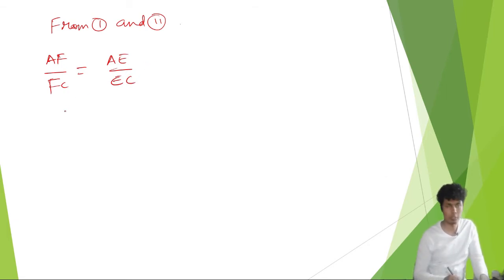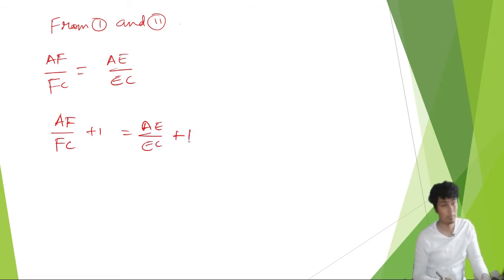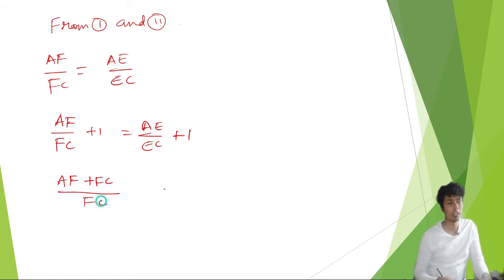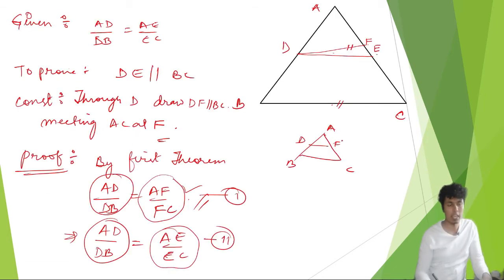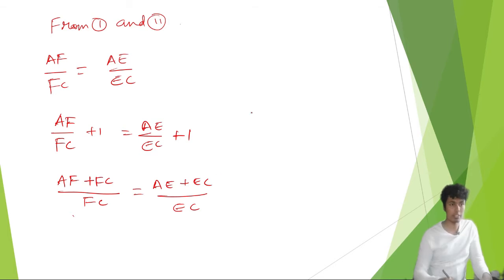Now let us add 1 to both sides. You'll understand why while doing this. AF by FC plus 1 equal to AE by EC plus 1. Now adding, AF plus FC divided by FC is equal to AE plus EC by EC. What is AF plus FC? AF plus FC is the whole AC, right? So we can write this as AC by FC is equal to AE plus EC by EC. What is AE plus EC?